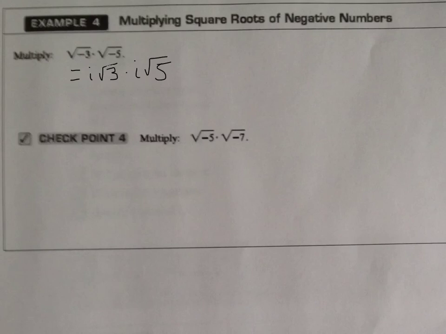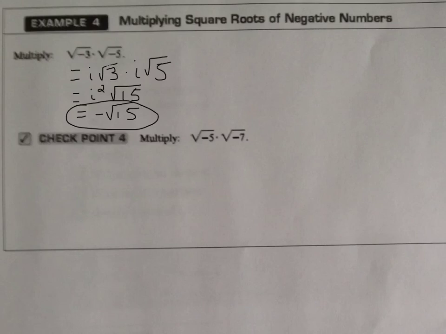And now when we multiply them, we're going to multiply the two i's in front. That's going to give us i squared. And we're going to multiply the 3 times the 5. That's going to be the square root of 15. And i squared is negative 1. So negative 1 times square root of 15 is the same as negative square root of 15. And that's our answer for example 4.